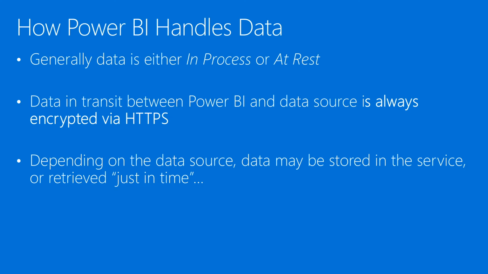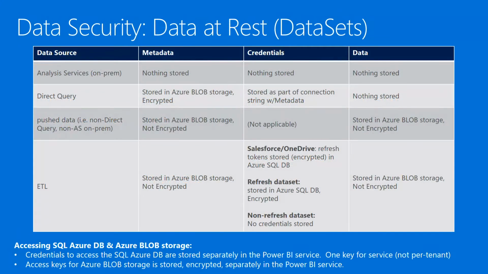First of all, when data is in transit between our service and your data source, it's always encrypted. There is no way we would ever send your data over plain text. That would just be bad. So it's always encrypted via HTTPS. And depending on where that data lives and the way in which you're interacting with it, for example, we have that direct query protocol, which retrieves it effectively just in time, we may store or may not store the information in our service.